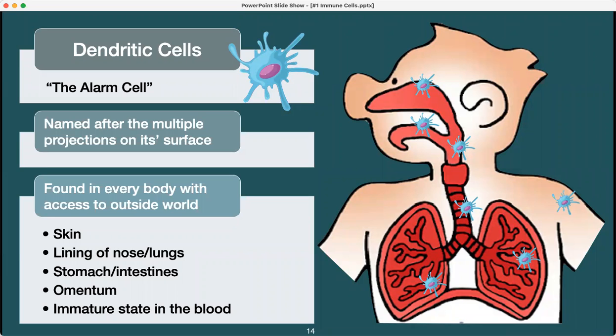Your dendritic cells are everywhere. I call them the alarm cell. So they are found in the skin, the mucus lining of your nose, lungs, skin, omentum, which is that apron structure that covers your intestines. And they're also in an immature state in the blood. So they're ready to find any invading pathogen to get your secondary response going.